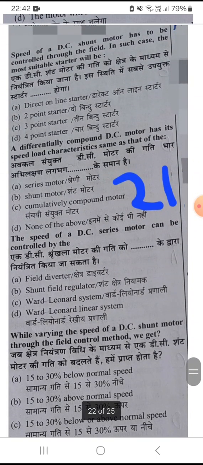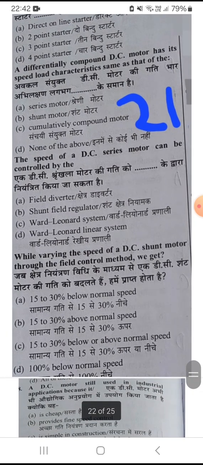Next, speed of a DC shunt motor has to be controlled through the field. In such a case, the most suitable starter will be option D, that is the 4-point starter. A differentially compound DC motor has its speed-load characteristics same as that of option D, none of these.